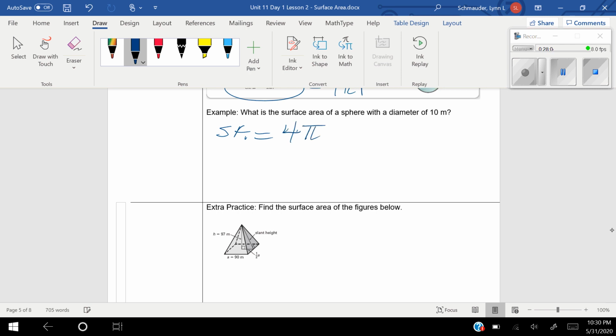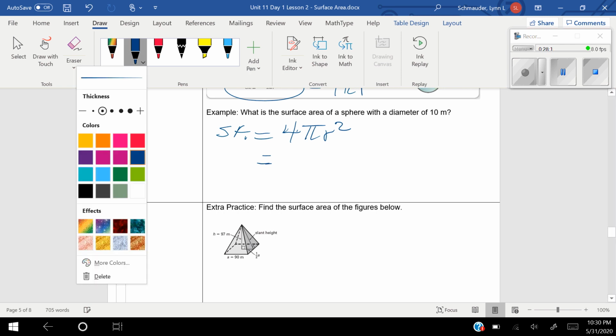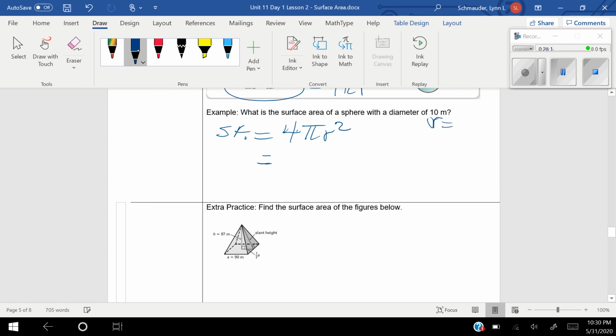4 pi r squared. So this sphere has a diameter of 10, so that means its radius is 5. So 4 times pi times 25. So that's going to be 100 pi square meters. All right, and that's pretty much it.